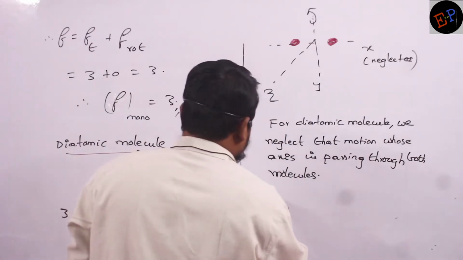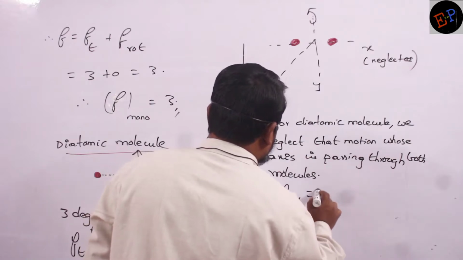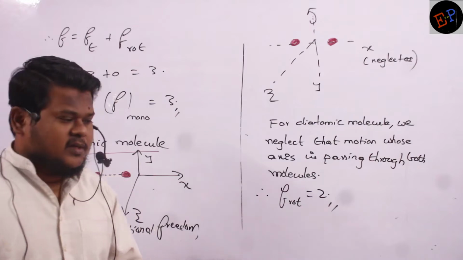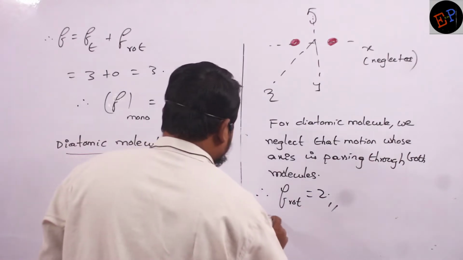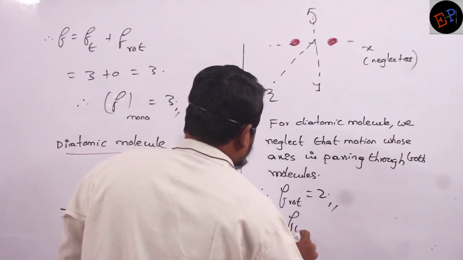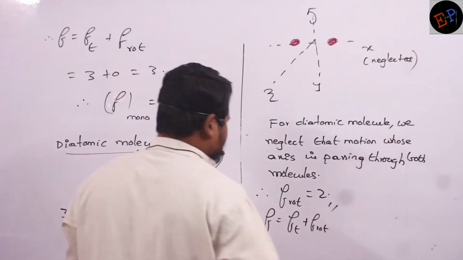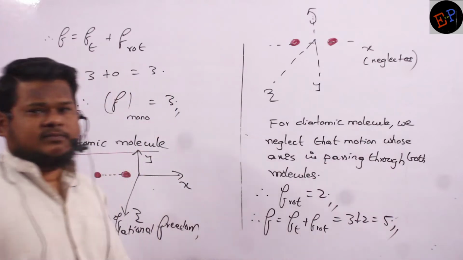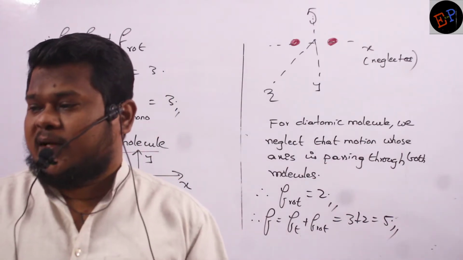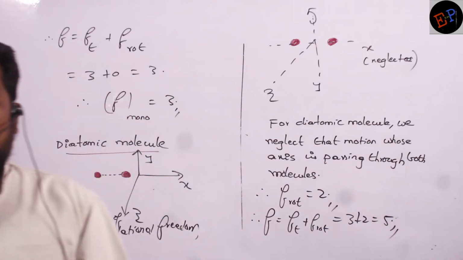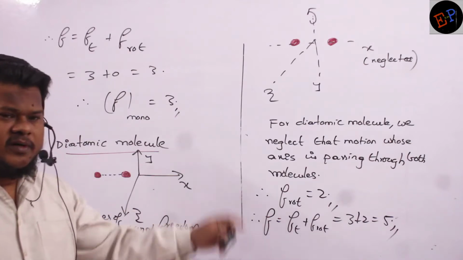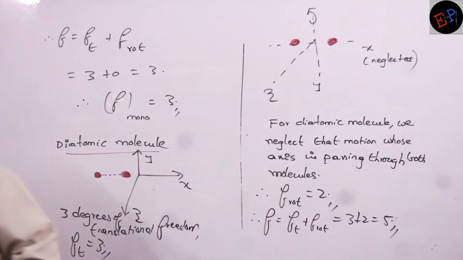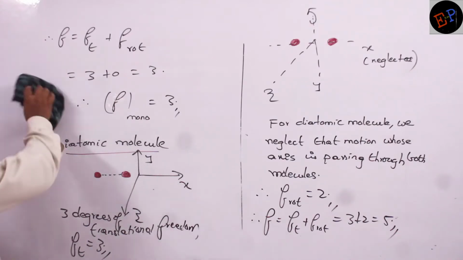So therefore, how many degrees of rotational freedom do we take? 2 degrees of rotational freedom we will consider. So therefore, totally how many degrees of freedom does it have? F translational plus F rotational. So totally 3 plus 2 is equal to 5 degrees of freedom a diatomic molecule will have. Are you able to understand? Diatomic molecule will have 5 degrees of freedom. Understood, no? Similarly, now we will consider triatomic molecule.